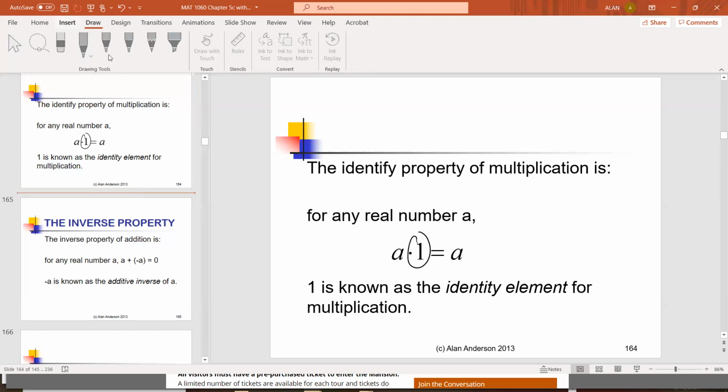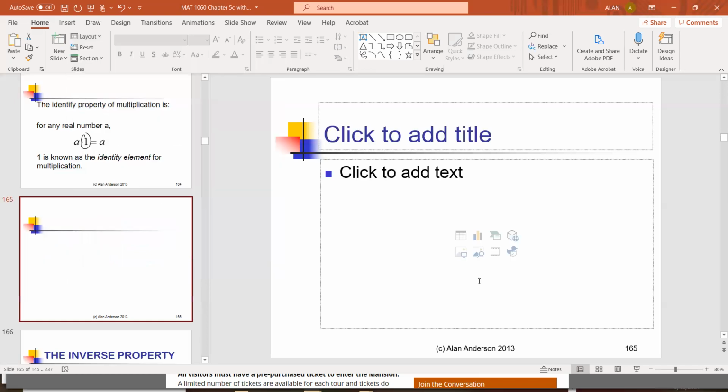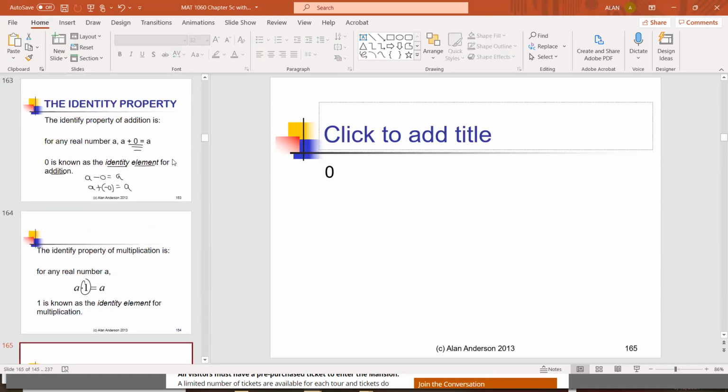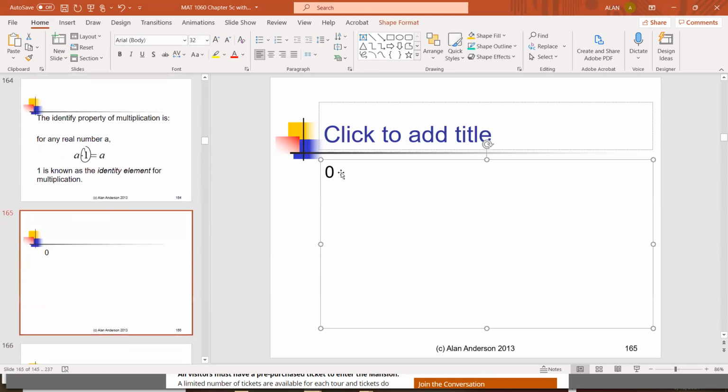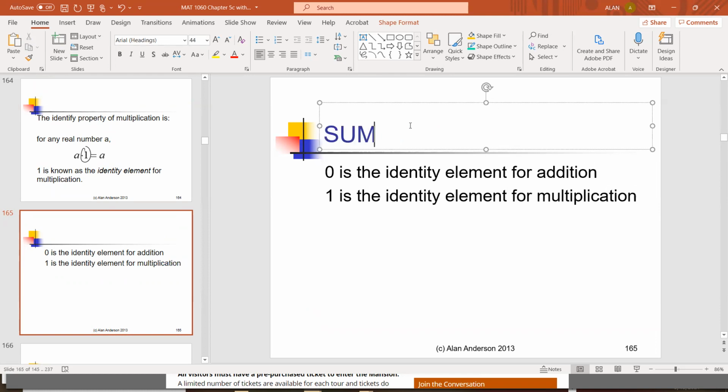So just a quick summary here. Zero is the identity element for addition. 1 is the identity element for multiplication. Okay, just a quick summary.